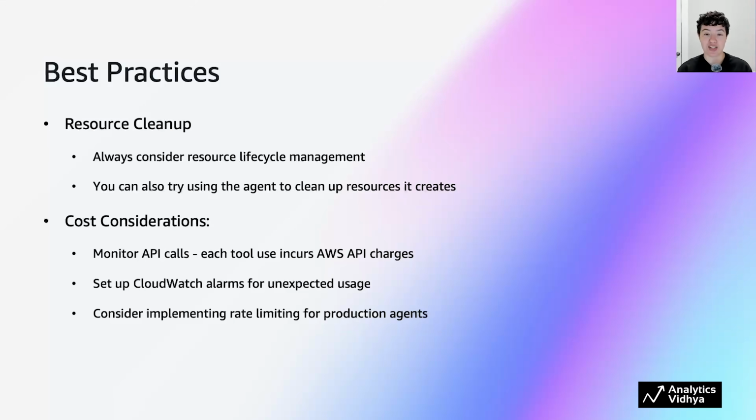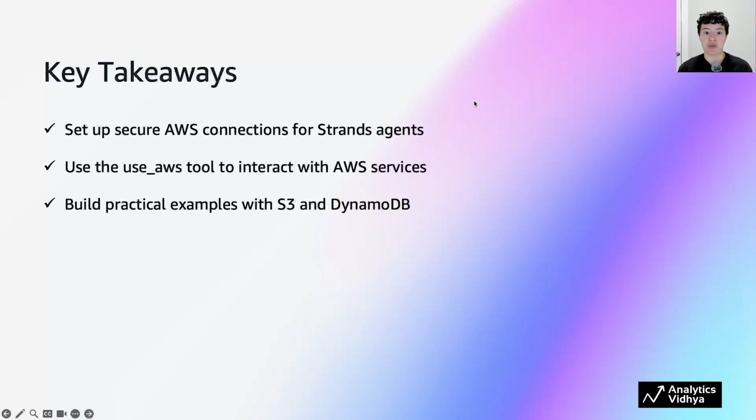Just want to wrap up and say congratulations, you've now completed Lab 3. In this lab, just to recap what we've learned, we've set up secure AWS connections for Strands agents. You've used the useAWS tool that Strands provides to interact with 2 different AWS services. And you've seen how we built some practical examples for Amazon S3 and Amazon DynamoDB, listing our buckets and running a simple query and a slightly more complex one on the DynamoDB table.